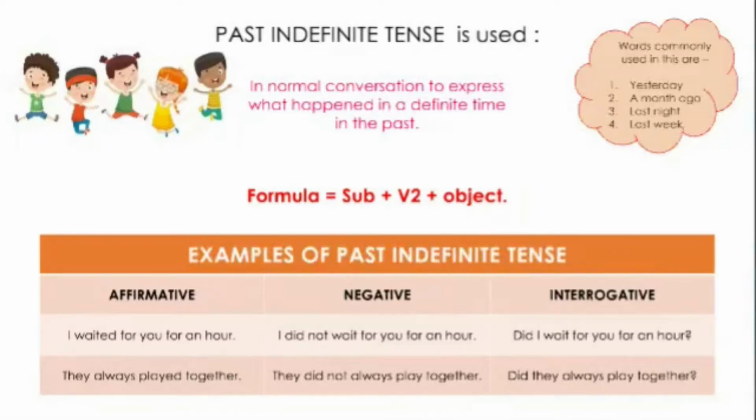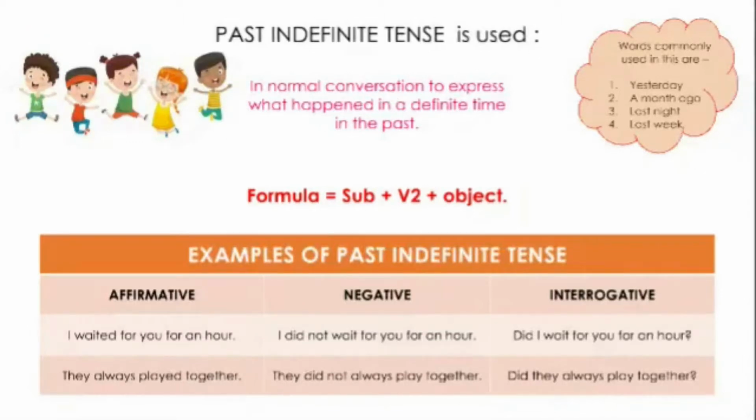So if the subject is, say, I and verb is go, so here it will be I went, because we are using V2, the second form of the verb. Second form of the verb go is went. So I went to the school, or whatever the object is. So this is how past indefinite tense is written.